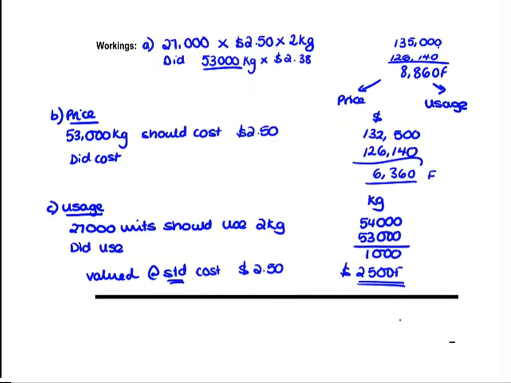And it's always worth doing a double check to make sure that these add back, to give you some confidence. So if we take $2,500 favourable, the usage variance, and add it to the price variance, $6,360 favourable, that should come back to $8,860 favourable, which is the total variance, and it does.